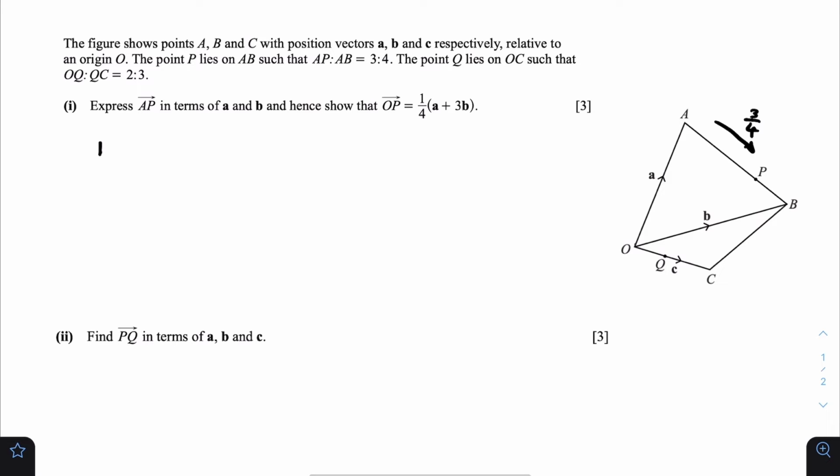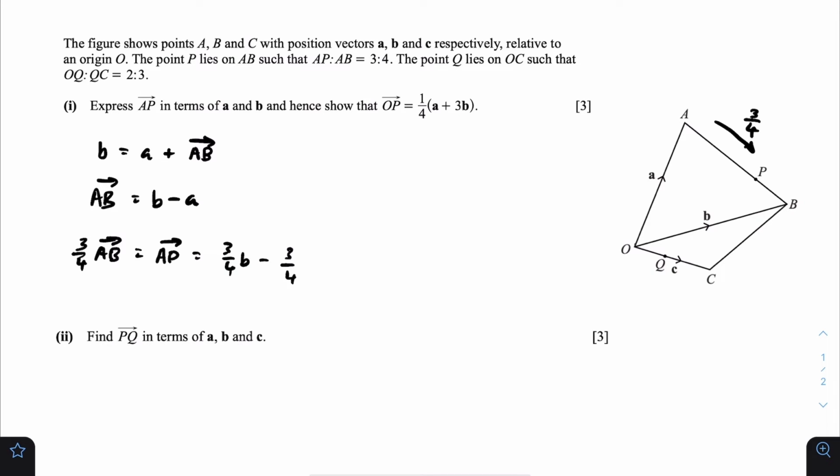Just as we had above, B is equal to A plus AB, because if you follow the line, it still leads to OB. And OB is represented by B. Rearranging, we get AB is equal to B minus A. And now we can multiply this by 3/4 to get AP. So 3/4 AB is equal to AP, which is equal to 3/4 B minus 3/4 A.